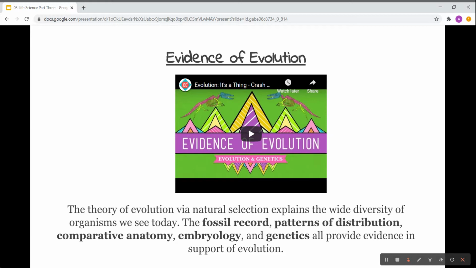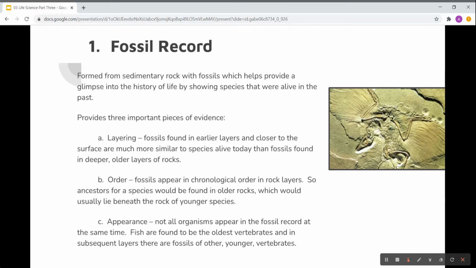So, evidence of evolution then. We talked about evolution. Now we need the evidence that they used to prove what they were trying to show. The evidence they use is fossil records, patterns of distribution, comparative anatomy, embryology, and genetics, which support evolution itself. So let's go through them.